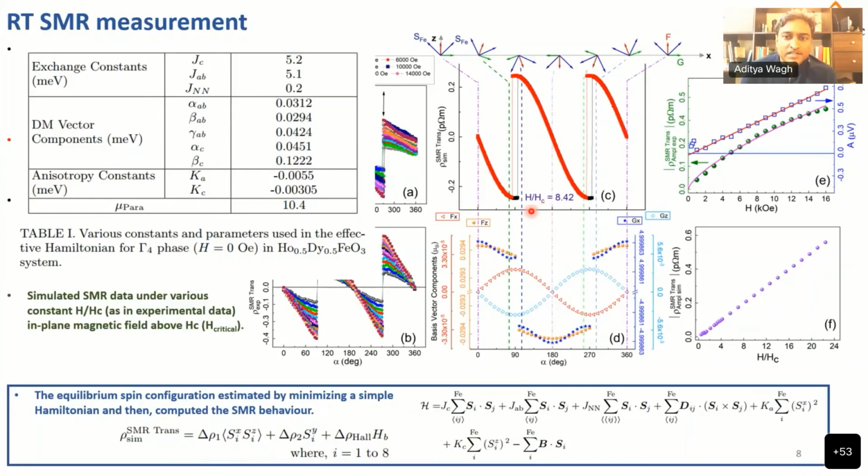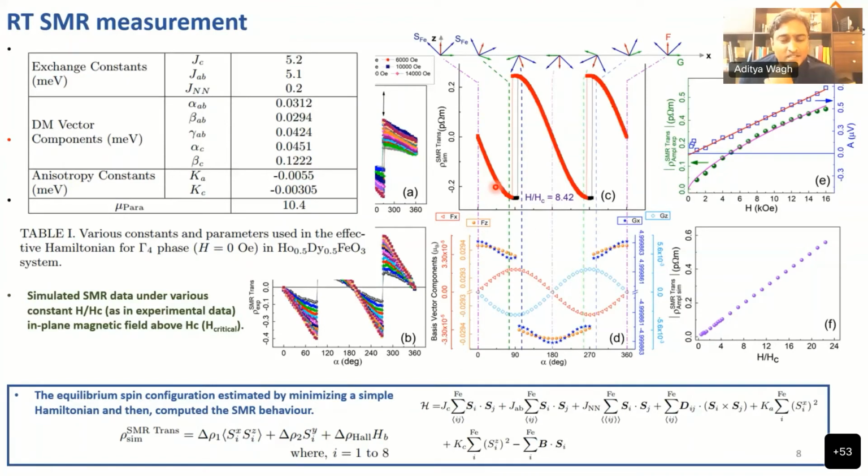When doing the simulation, since the model is simple, we use the normalized field H by HC, because HC is 713 oersted, and we just want to understand the results just below and above HC. That's why this approach works quite well here. And then you can see we are able to reproduce the SMR behavior with the hysteresis.